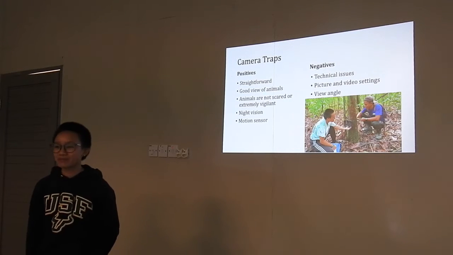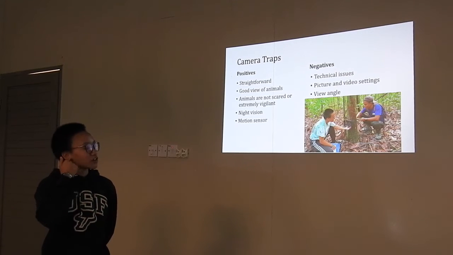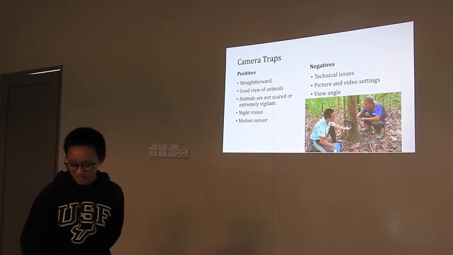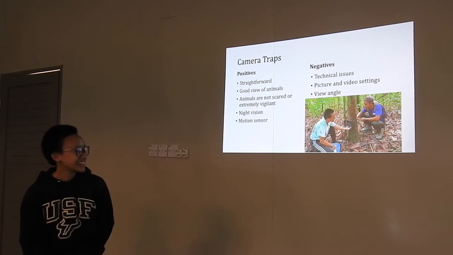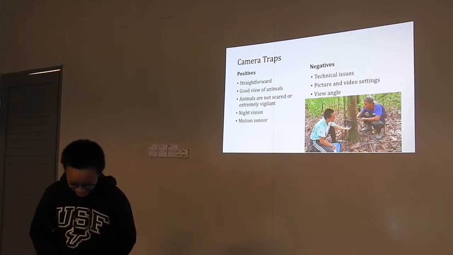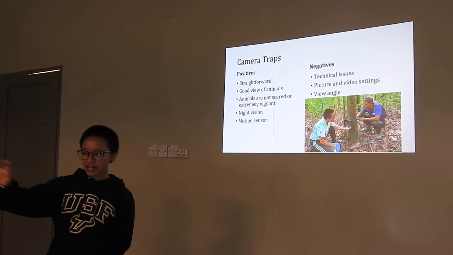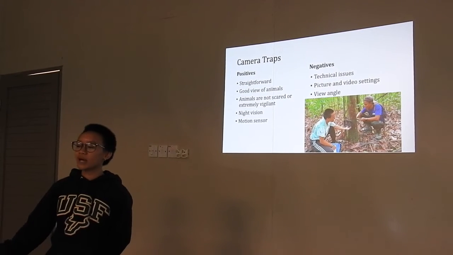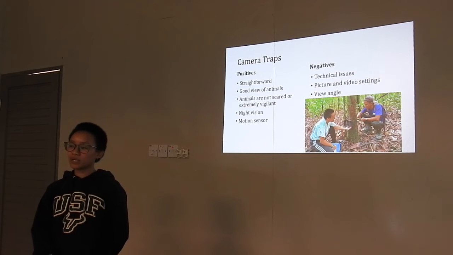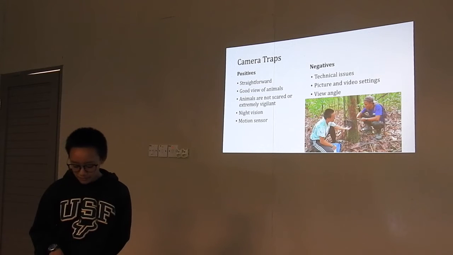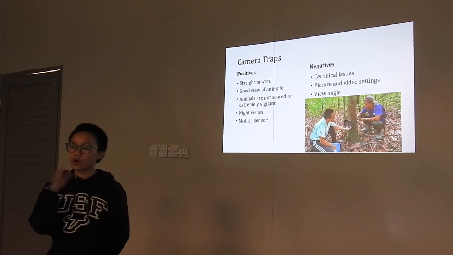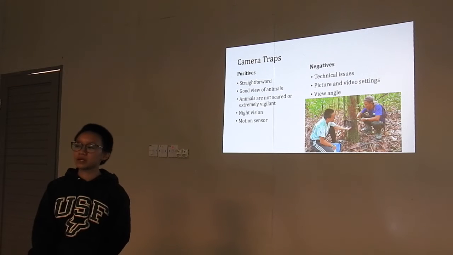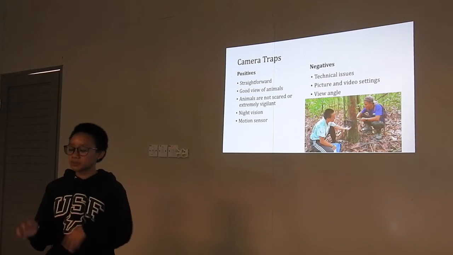Next is camera traps. That's a photo of Angkol and I setting up the camera trap. So yeah, a fellow colleague and I were introduced to camera traps quite late into our project. We only had 1 week to do observations. But the evidence that we got in the course of a week proves that there's a lot of animals here, because in the span of 1 week, we already got multiple species caught in the camera.